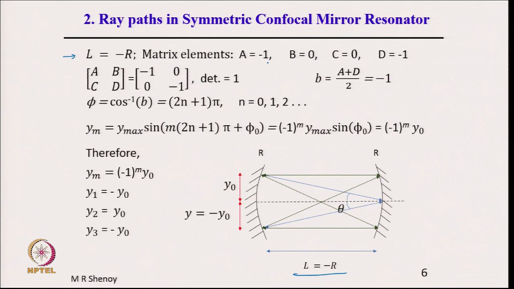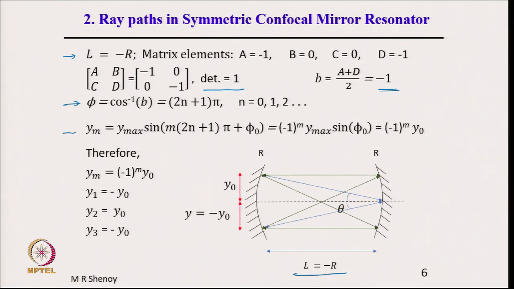A is equal to minus 1. You can substitute in those A, B, C, D: A is equal to minus 1, B is equal to 0, C is equal to 0 and D is equal to minus 1, and therefore, the ABCD matrix is here, and we note that the determinant is equal to 1. Further, B is equal to minus 1 plus minus 1 by 2, which is equal to minus 1. This means that phi is equal to cos inverse B, which is equal to 2n plus 1 pi, with n equal to 0, 1, 2, etc.